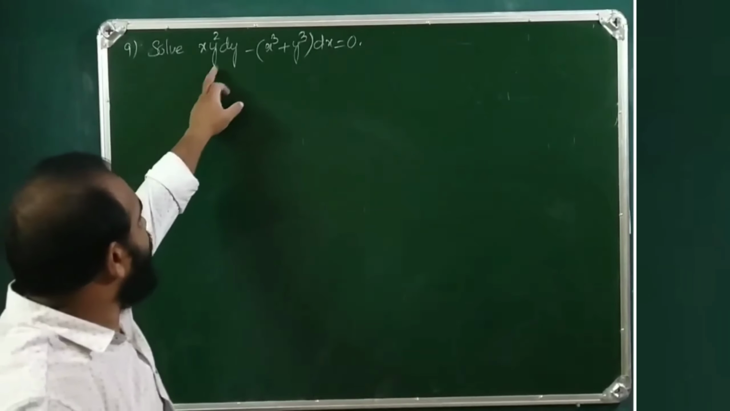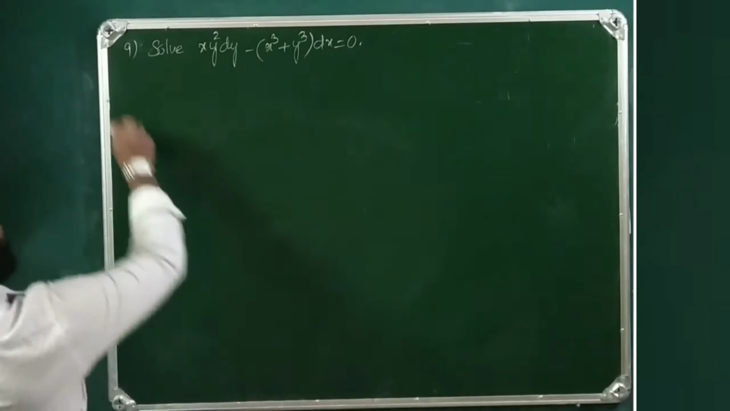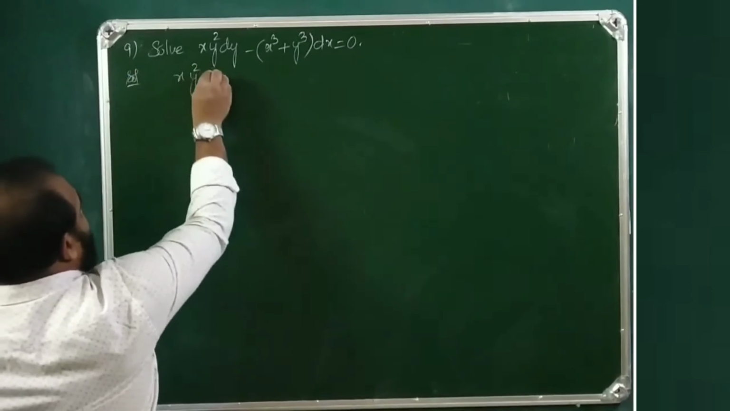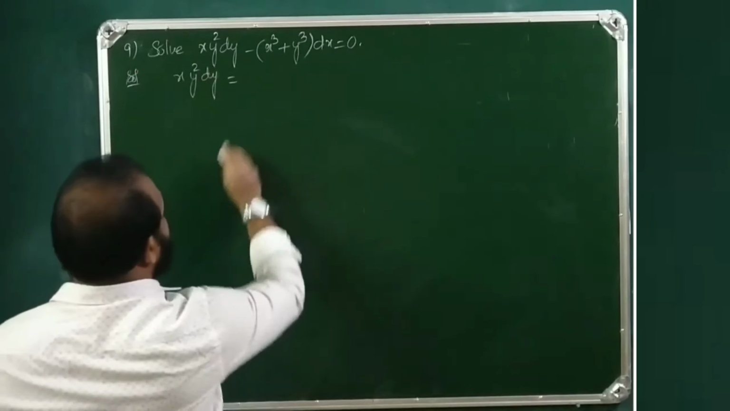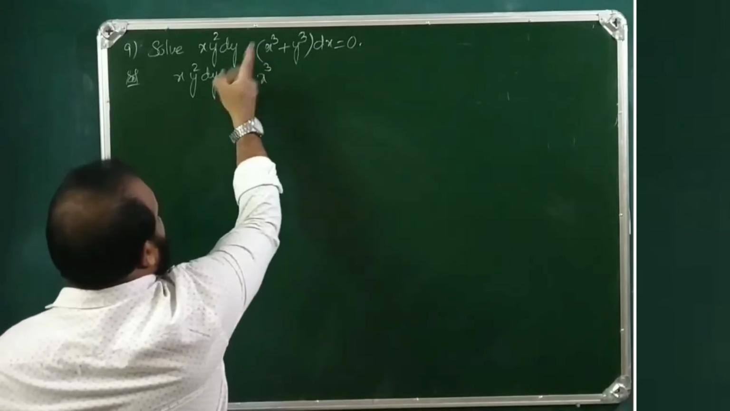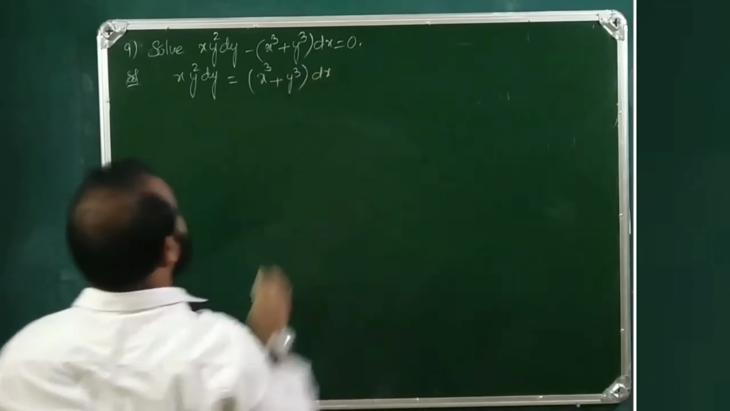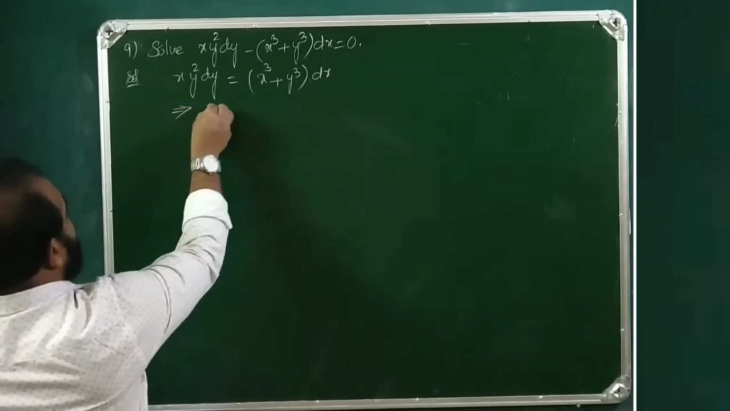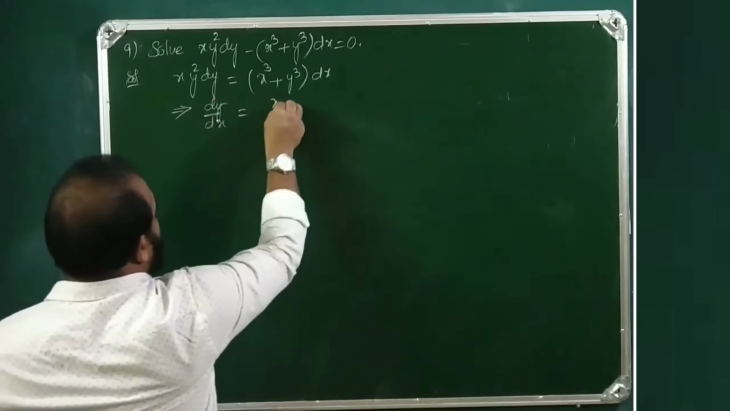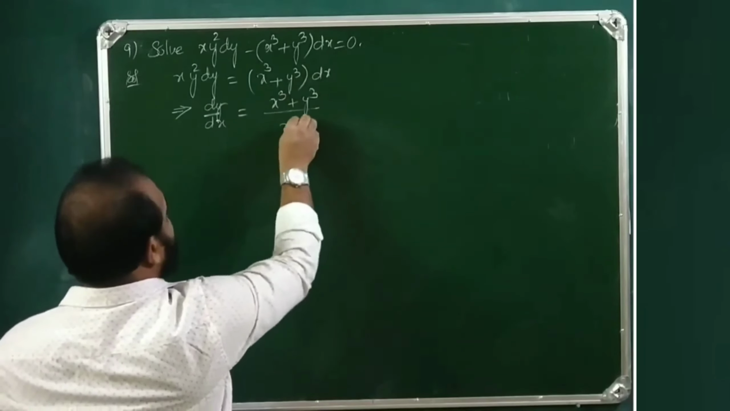Solve xy square dy equal to minus x cube plus y cube dx equals to 0. So this is xy square dy is equals to, if you transpose this onto another side, this is plus x cube plus y cube dx. Now this is dy by dx is equals to x cube plus y cube by xy square.